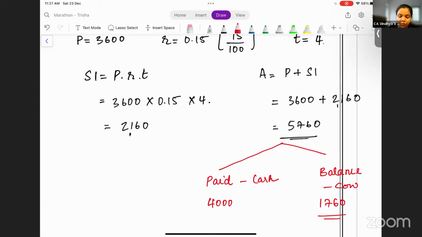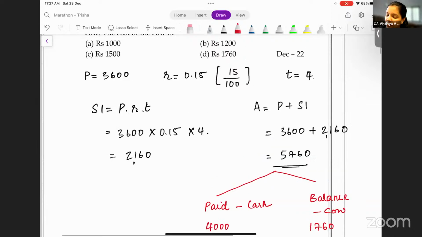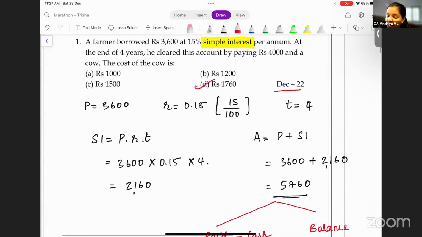Yes, correct, Trisha. 2,160 is the simple interest. For that, you need to add the principal, which gives you the amount. And for that, you have to minus 4,000, which is paid in cash. That gives you the value of the cow. Yes. This was asked in the December 22 attempt. See the type of question that they ask. It's not difficult. It's just that you need to understand what is given in the question.